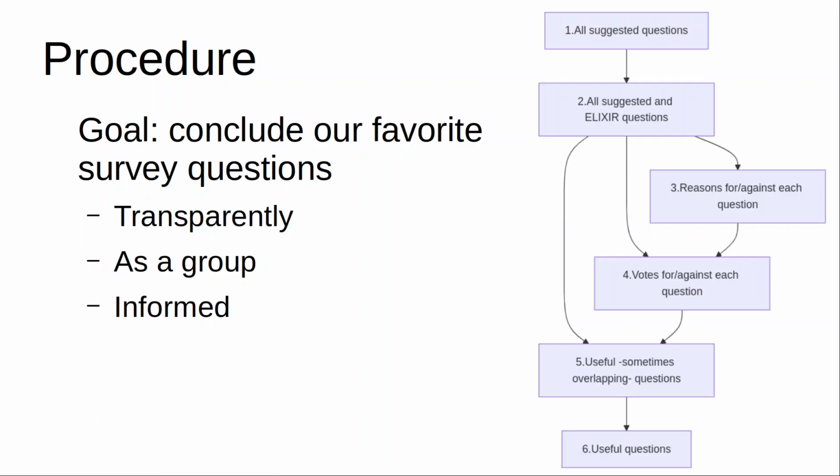And the procedure is as follows. We're going to conclude our favorite survey questions, the questions we will ask all our students to assess our course quality. And we will do this transparently. This will already make it better than the existing research, the existing paper, the existing questions. We'll conclude this as a group, as in the NBIS teachers are asked to suggest their questions too. And we'll be making an informed decision, which means we'll share our reasoning for or against each question.